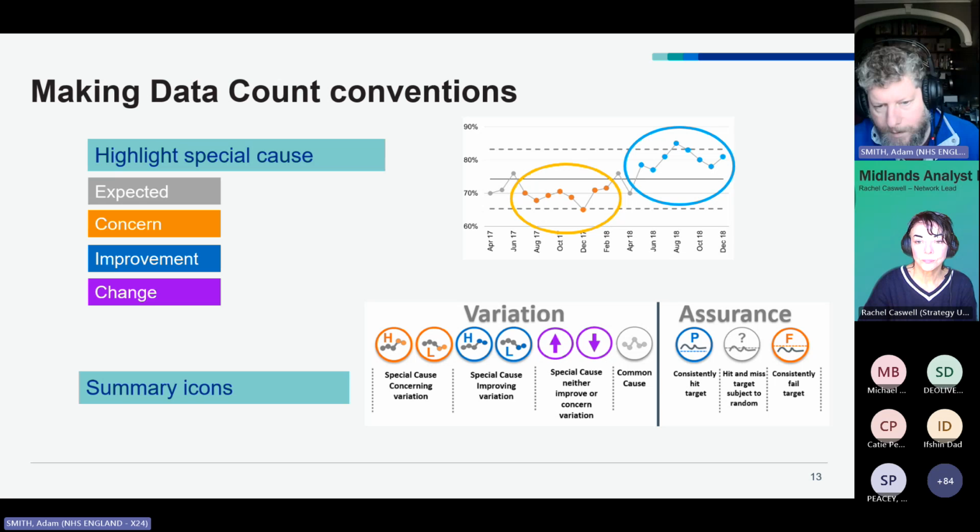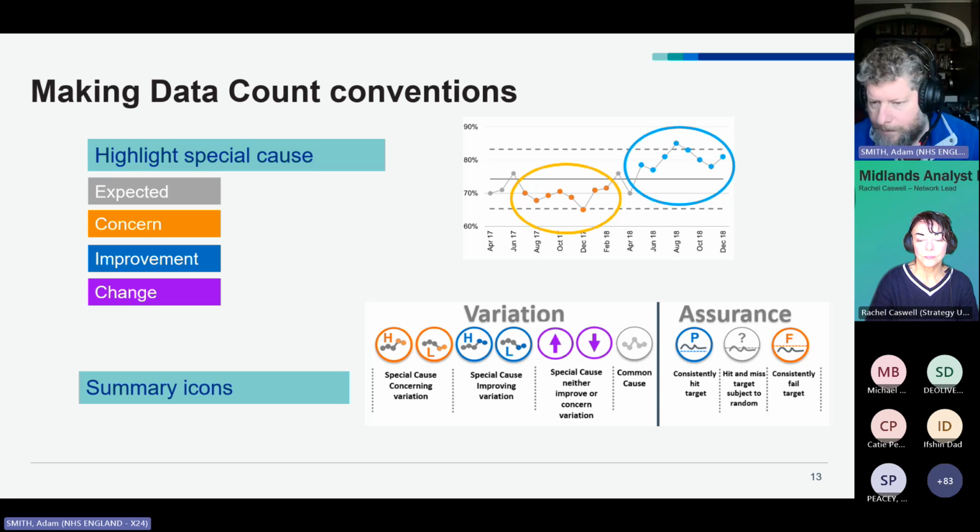We've then got summary icons that go alongside the charts. On every chart, you will get one of these variation icons. I was going to draw a circle, but then I stopped. So you'll get one of these. So obviously, orange is special cause, like I just said, the concerning special cause. Blue is improving. Purple is just indicating that there is some change, and then grey is a common cause. So you'll get that in the top right hand corner.